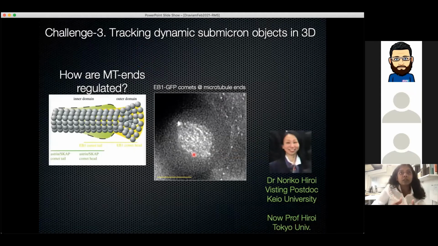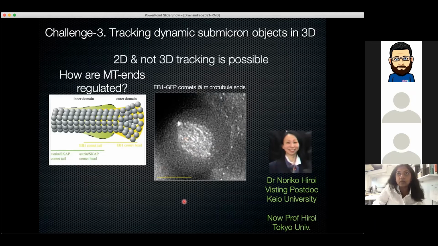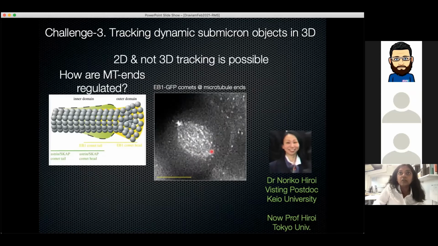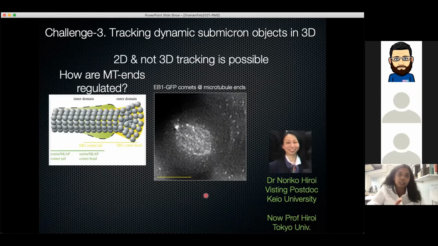What we already know is that the very tip of the microtubule has EB1 end binding protein 1, EB3 end binding protein 3 complexes, which bind to the very tip of the microtubule, and they regulate the growth of the microtubule. So in this movie, these dots that you see are basically the tips of the microtubule. So I hope I can run this movie. These tips can be tracked in 2D, but they cannot be tracked in 3D.